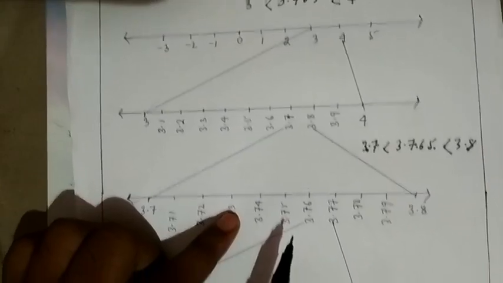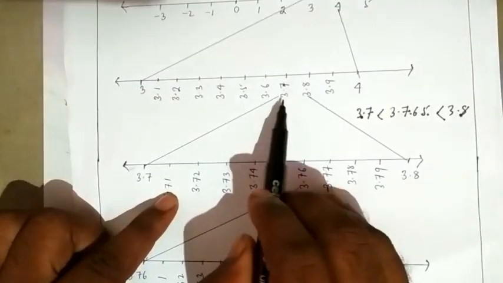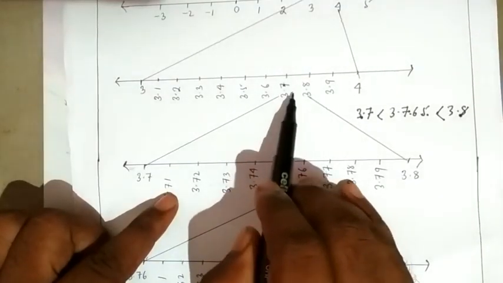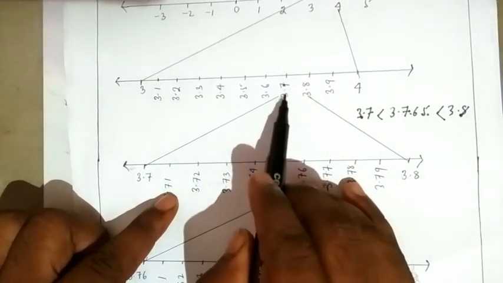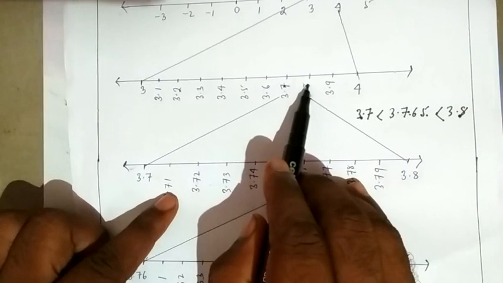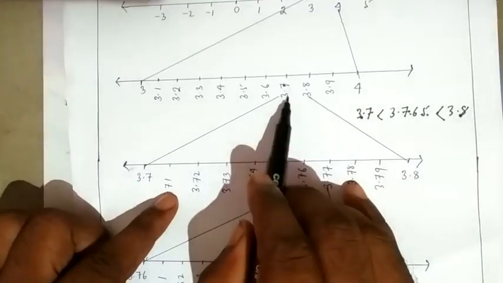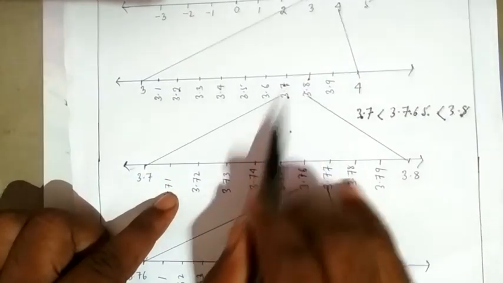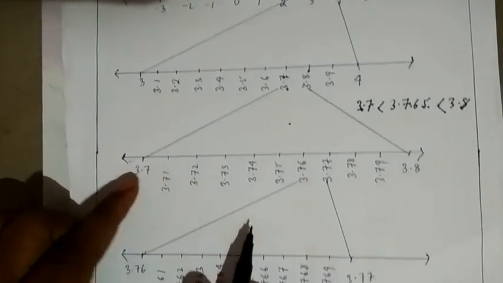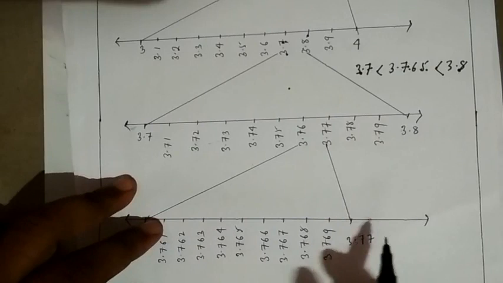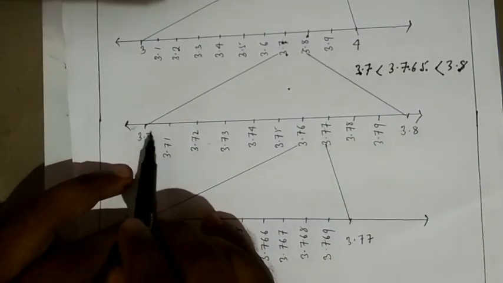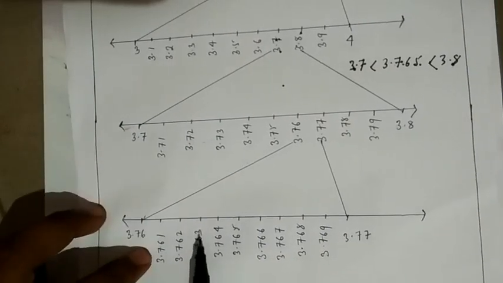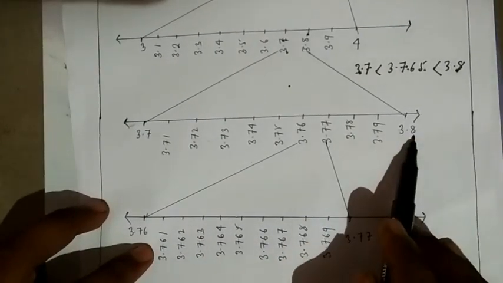So again, keep focus at the portion between 3.7 and 3.8. Again you will observe that in between 3.7 and 3.8 there is another 10 divisions.